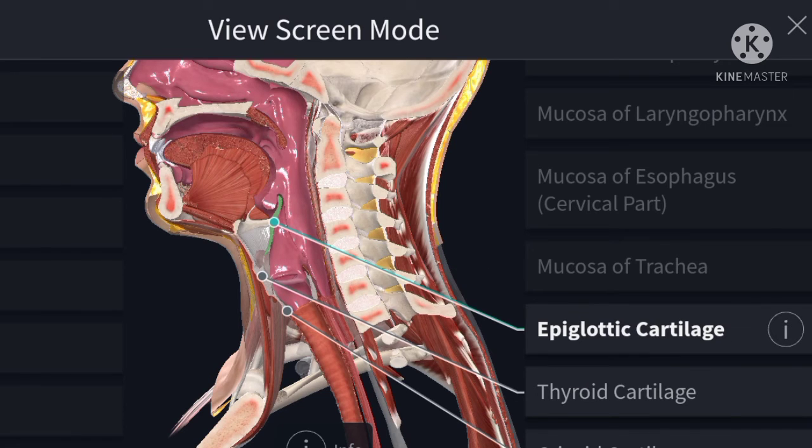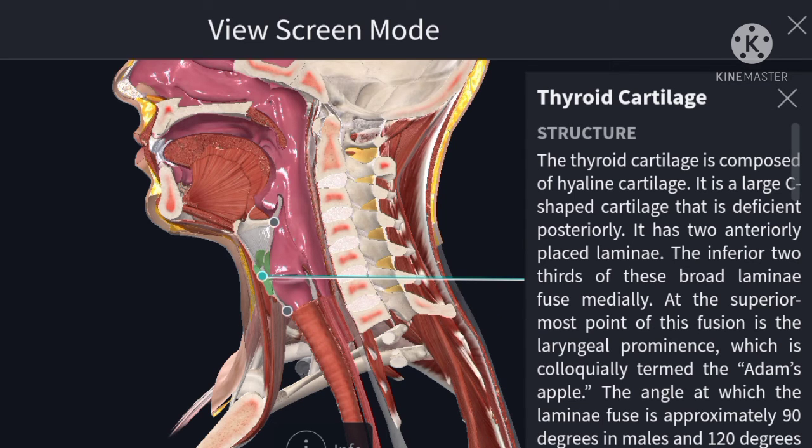Now we will see the thyroid cartilage. As you can see here, this is the thyroid cartilage. Thyroid cartilage is composed of hyaline cartilage, as you already know, and it is a large C-shaped cartilage that is deficient posteriorly. It has two anteriorly placed laminae, and the inferior two-thirds of these broad laminae fuse medially, and the superior-most point of the fusion is the laryngeal prominence, colloquially termed the Adam's apple.